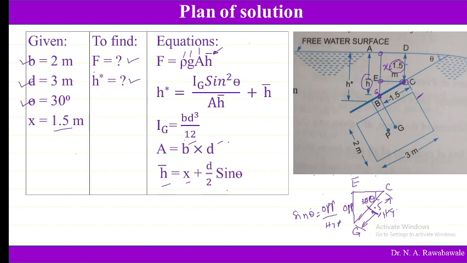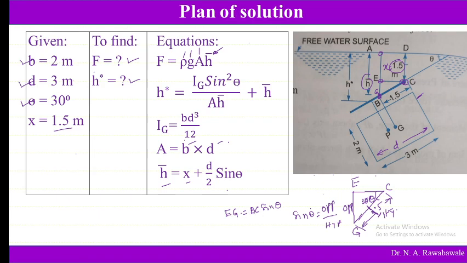So we want to find out opposite side divided by hypotenuse. Hypotenuse is nothing but half of the depth d. So if this is the distance d, half of that distance d is 1.5. That is distance CG, which is half of d. Therefore opposite side, that is distance EG, is equal to hypotenuse, which is BC, into sine theta. EG is equal to BC into sine theta.